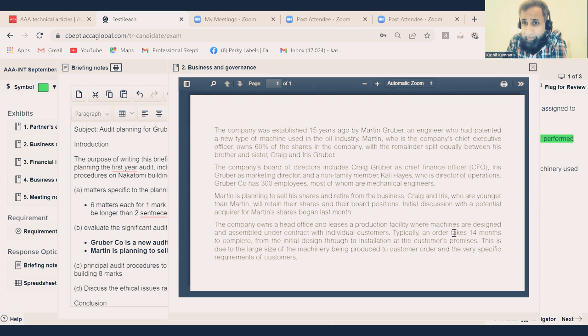Typically, they are manufacturing machines for the customer. Typically, an order takes 14 months to complete from the initial design through to the installation. This is due to the large size of machinery produced to customer and very specific requirements of customer. Is there a risk of revenue recognition because it takes 14 months to complete the order from the manufacturing to the installation at the customer premises? Is that a very long cycle? Does that increase the risk of performance obligation? At what time to recognize the revenue? Is that something significant?